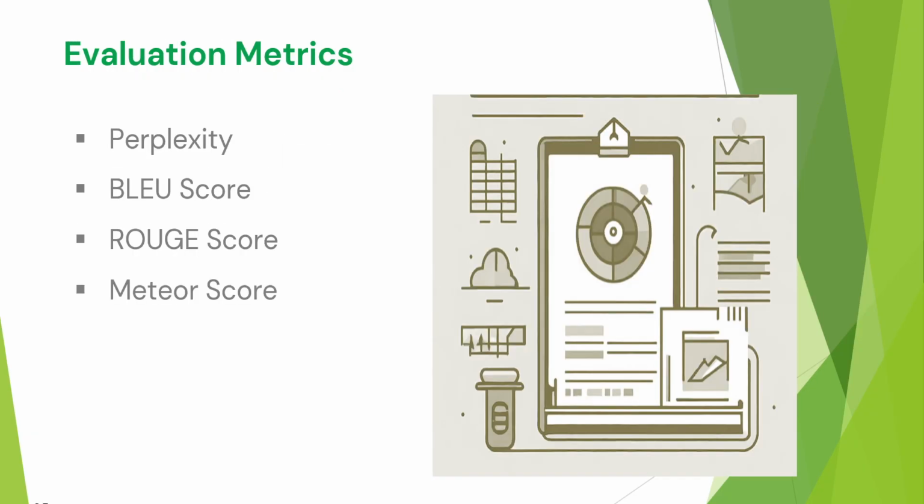Now, for evaluating the efficiency of large language models, we use these evaluation metrics, where perplexity is a measure of how well a language model predicts the test set. A lower perplexity indicates better performance. BLEU score is a measure of similarity between the generated text and the reference text. A higher BLEU score indicates better performance. Next, the ROUGE score is a measure of similarity between the generated text and a reference text. A higher ROUGE score indicates better performance. Now, METEOR score is a measure of similarity between the generated text and the reference text. A higher METEOR score indicates better performance.